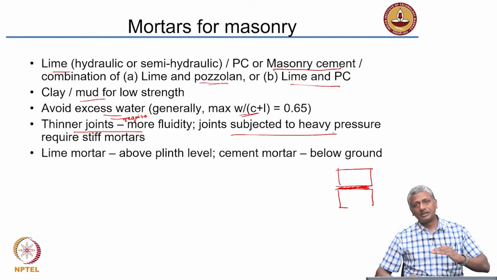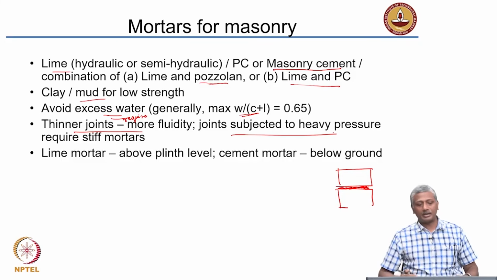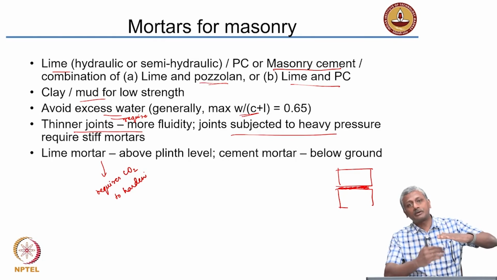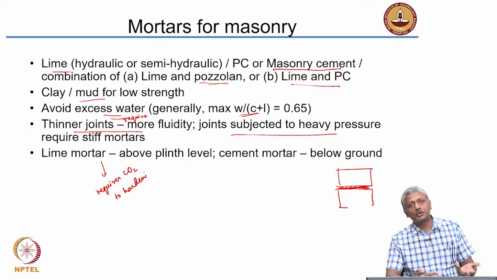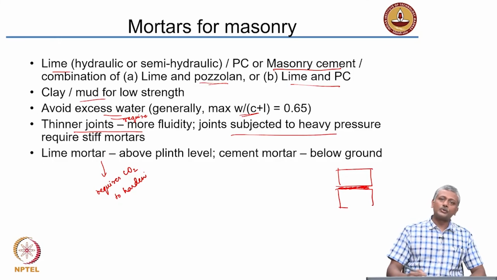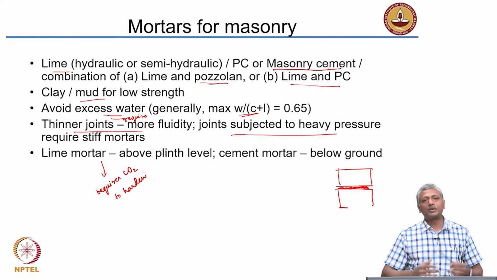Now, why do we not use lime mortar below plinth? As I said, lime requires carbon dioxide, CO2, to harden. Under the plinth level or under the ground level, you will not have enough CO2 available for hardening the lime itself. So, you do not want to use lime in the lower levels of the building. In the superstructure, you can use lime mortar, but today of course, people use cement mortar all through. If they are doing block construction for the foundation as well as for the building, they typically do it just with cement mortar.